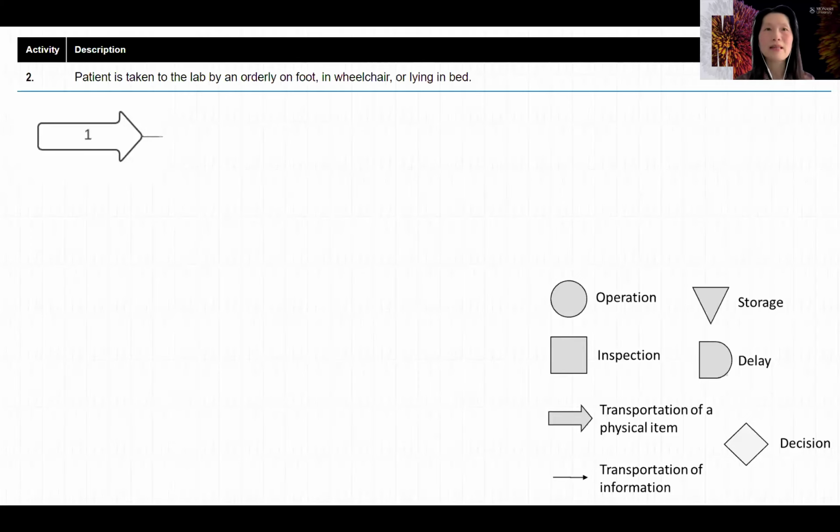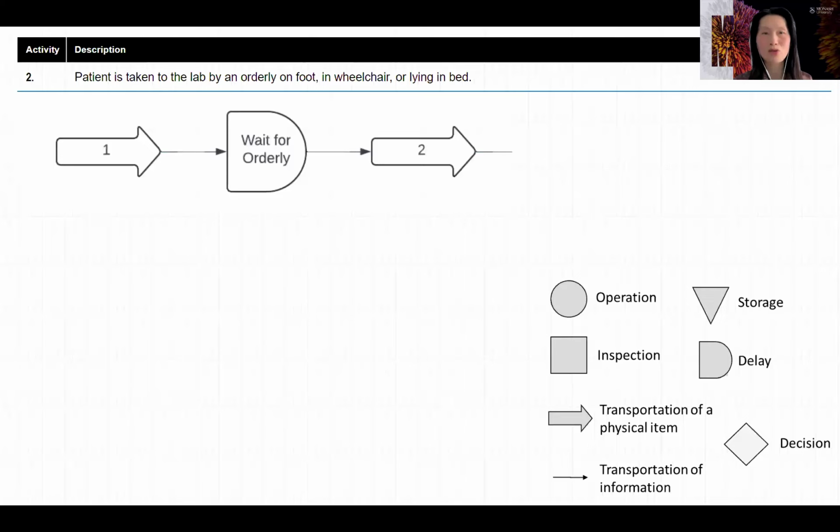The second one is they need to wait for the orderly, and the orderly will bring them, whether on foot, wheelchair, or lying in the bed, to the X-ray lab. Once again, this one is about transportation, but quite often a lot of people will miss that before the second transportation to the lab, there is actually a waiting period because you have to wait for the orderly. There's not really a seamless transition. So then you need to model using the flowchart accordingly. You have a delay waiting for the orderly, and then you transport to the X-ray lab.